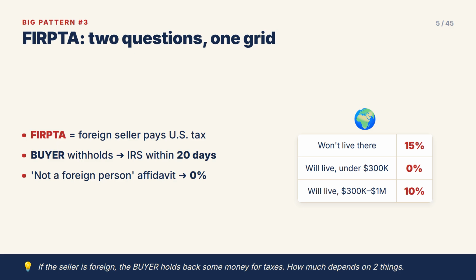The buyer. To find the rate, ask just 2 questions. 1. Will the buyer live in the property? 2. What's the price? If the buyer will not live there, 15%, no matter the price. If the buyer will live there, under $300,000, 0. Between $300,000 and $1 million, 10%. A $375,000 house? Buyers living there, price is in the middle band, 10%. Live there cheap, free. Live there mid, 10. Everything else, 15. And 1 escape hatch. If the seller signs an affidavit saying I'm not a foreign person, nobody withholds anything.